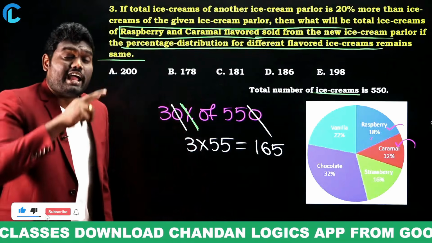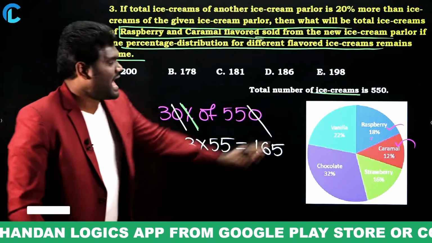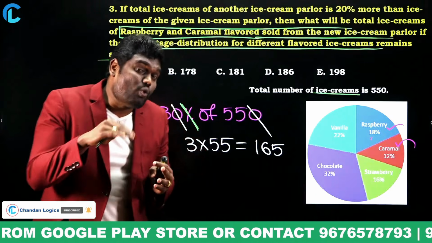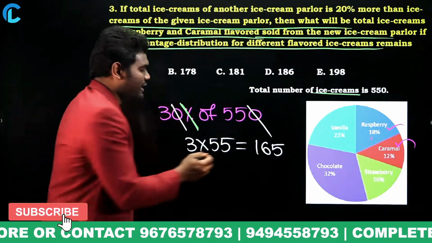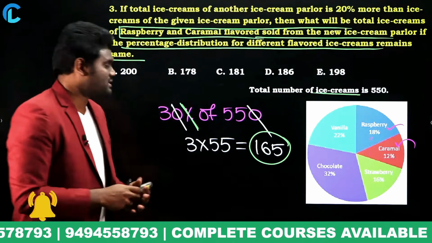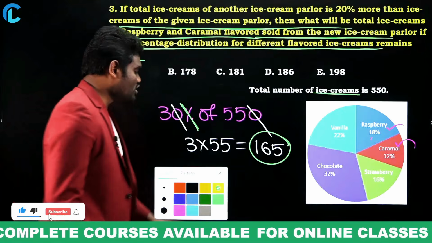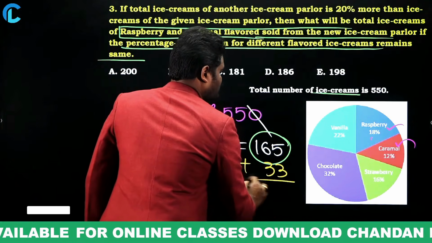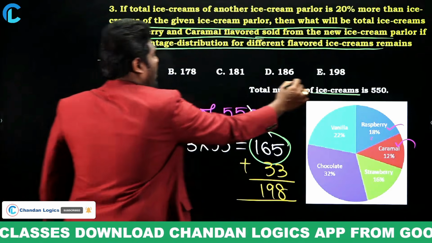The question is asking in the new ice cream parlor, what is the raspberry and caramel combination? And it is very clear that in the new ice cream parlor, there is a 20% increment, yes or no? So now this value I am going to increase by 20%. 10% is 16.5, so 20% means 33, yes or no? Now just add 33. So the answer will be how much? 198. Just a fraction of seconds. 198 is going to be the answer.